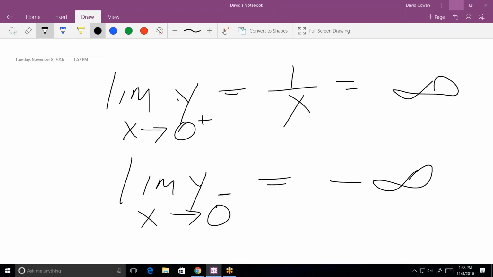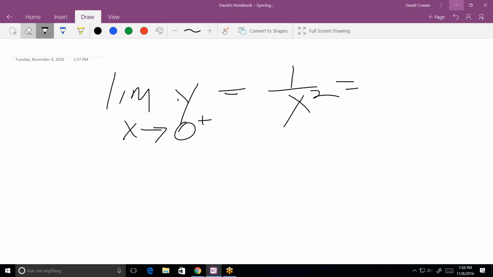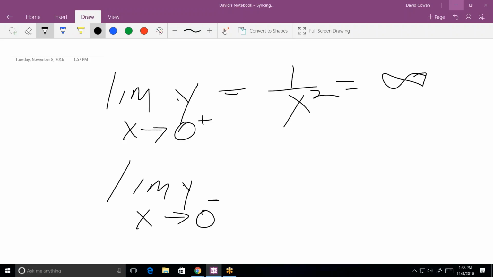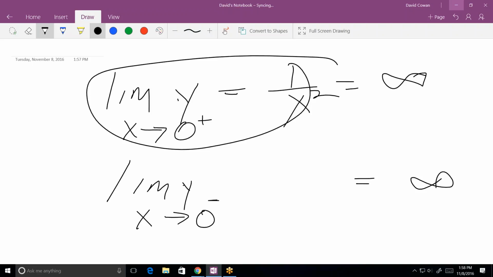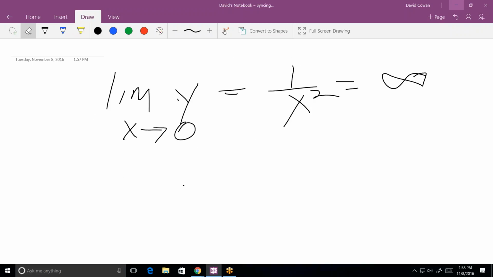Now let's change it slightly. Let's make it 1 over x squared. Now, what's the limit as I approach x from the right? Wouldn't that still just mean positive infinity? Now let's look at it as I approach x from the left. Positive infinity. They're both the same. That means this limit exists. In other words, if I said, what's the limit of this function as I approach 0? Well, as long as the limit from the left is the same as the limit from the right, the limit does exist. And my answer would be infinity.